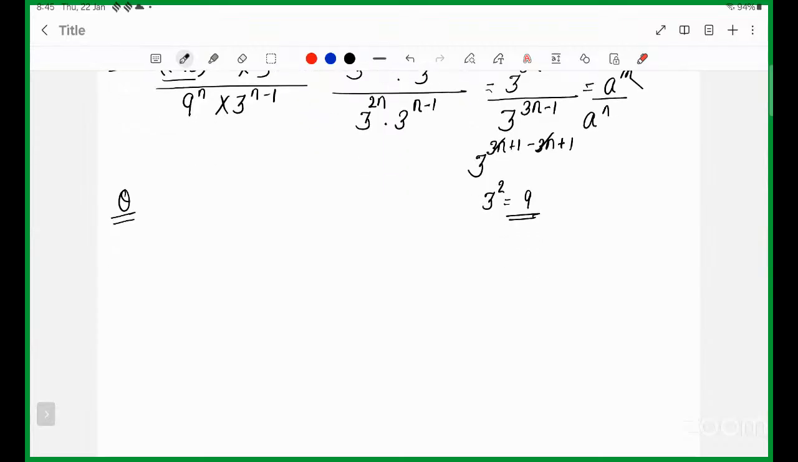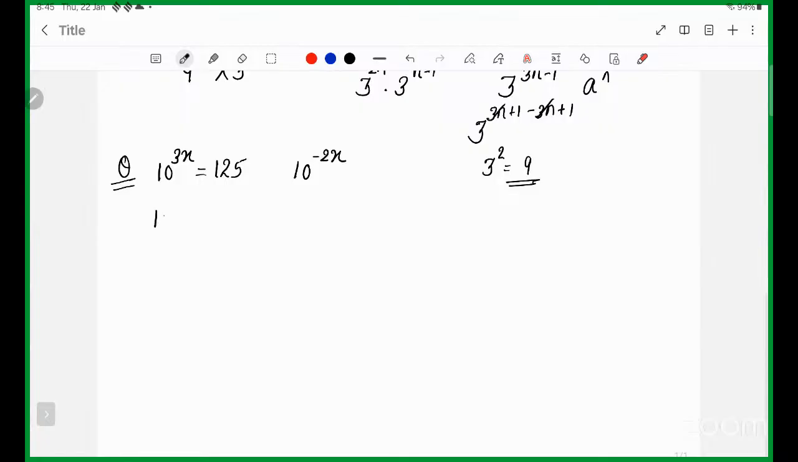If 10 raised to power 3x is equal to 125, then what's the value of 10 raised to power minus 2x? So can I write it like this? 10 raised to power x, raised to the power 3, equals 5 raised to power 3. Taking cube root on both sides, it will become 10 raised to power x, which will be equal to 5.